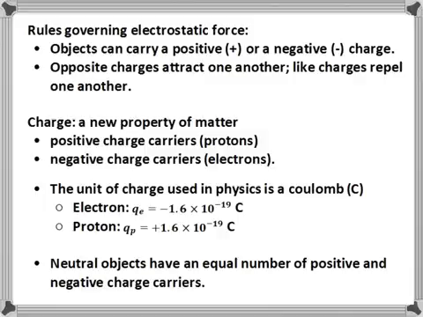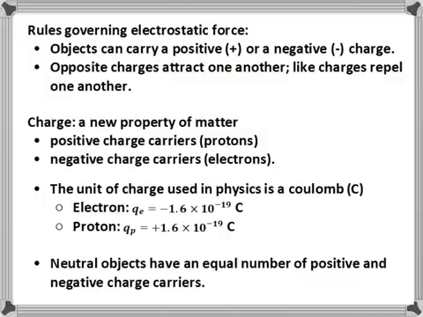In physics, we measure charge in terms of coulombs, and I'll tell you why that is later on. But in terms of these units, an electron has a charge of negative 1.6 times 10 to the negative 19 coulombs, and a proton has a positive charge of the same amount.